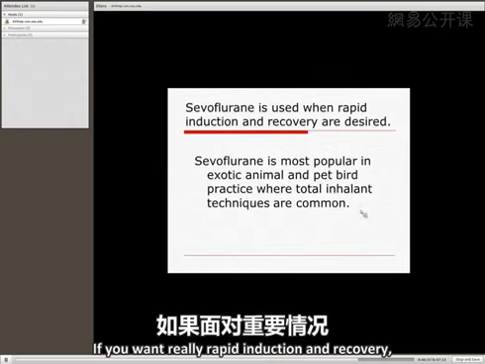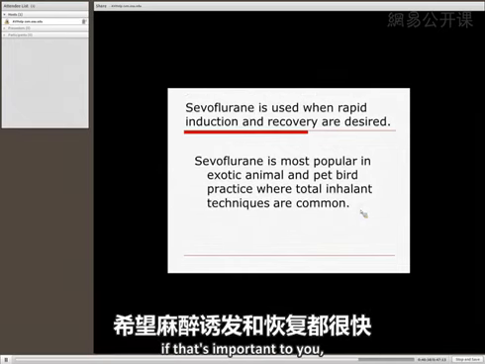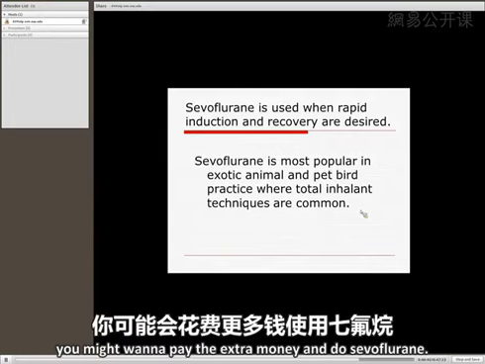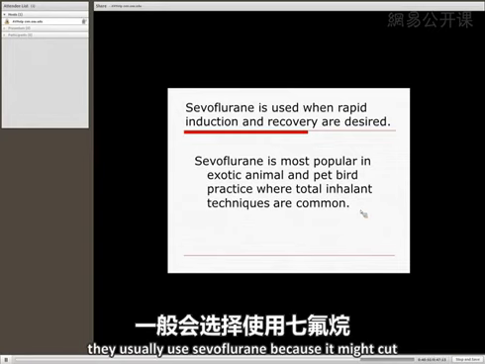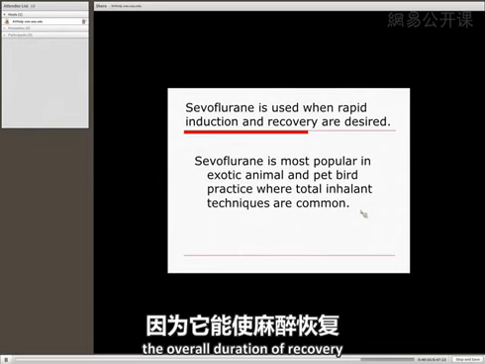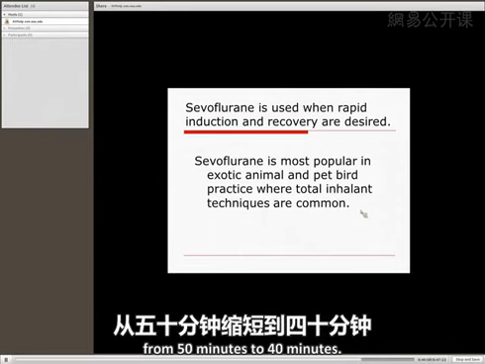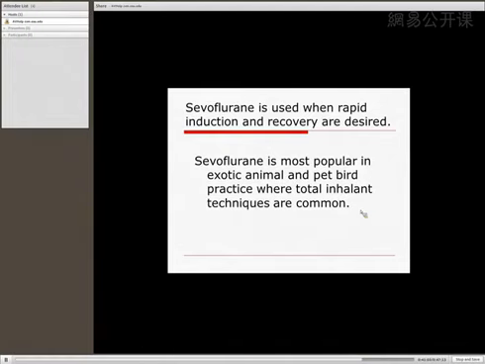So if you want really rapid induction and recovery, if that's important to you, you might want to pay the extra money and do sevoflurane. If our techs are anesthetizing a colic in the middle of the night, they usually use sevoflurane because it might cut the overall duration of recovery from 50 minutes to 40 minutes, so you can go home.